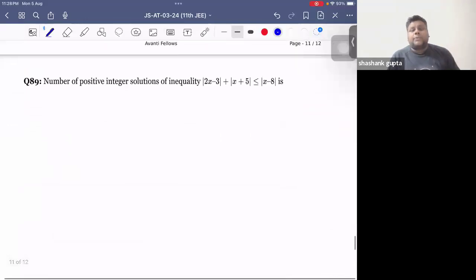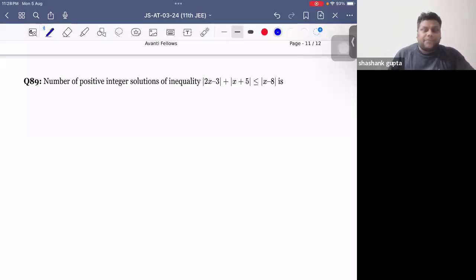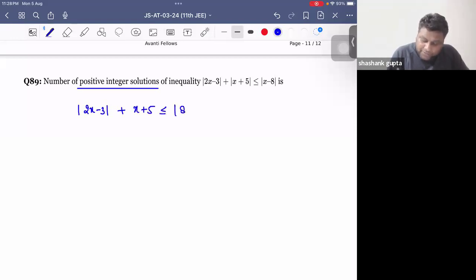Now I'll explain this question. Find the number of positive integral solutions of the inequality. All right, inequality is magnitude of 2x minus 3 plus, since it is talking about positive integral solution, means x is already positive. x is positive, so x plus 5 is also positive. So I'll keep it out of the modulus. Less than or equal to magnitude of x minus 8. Now I'll make the cases.